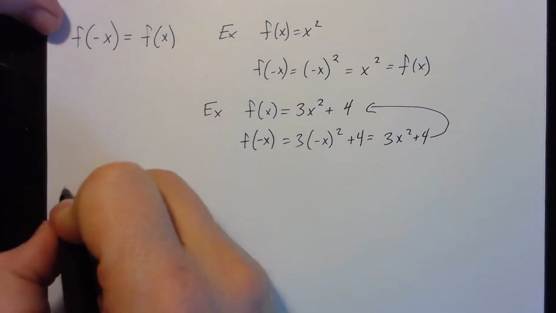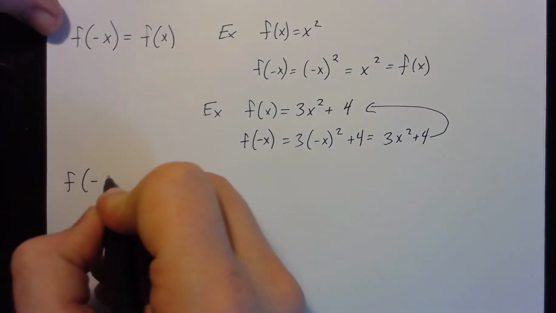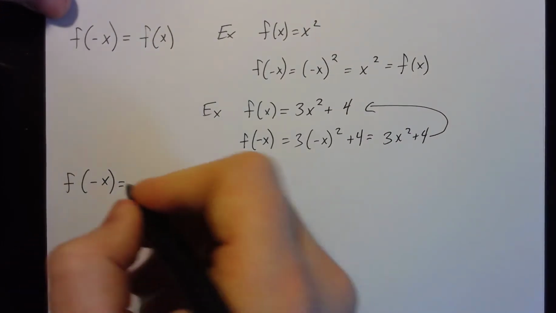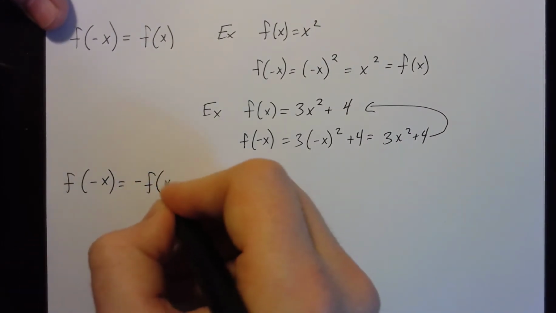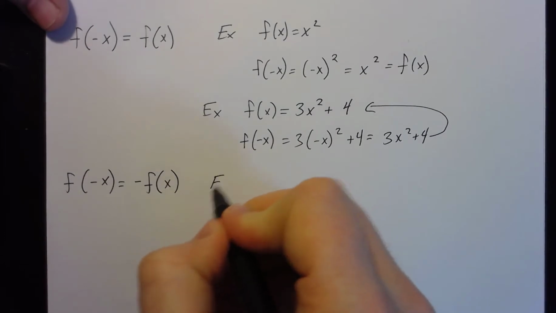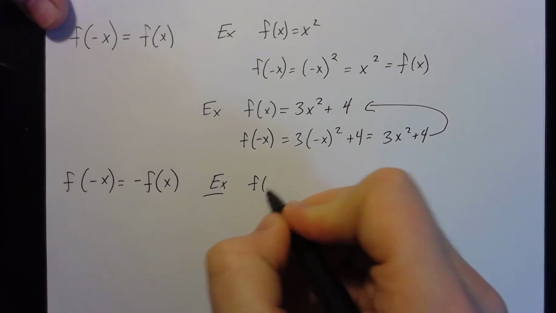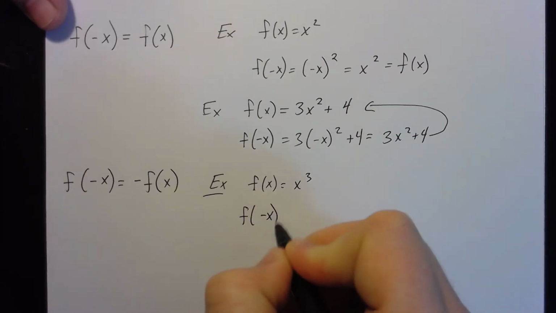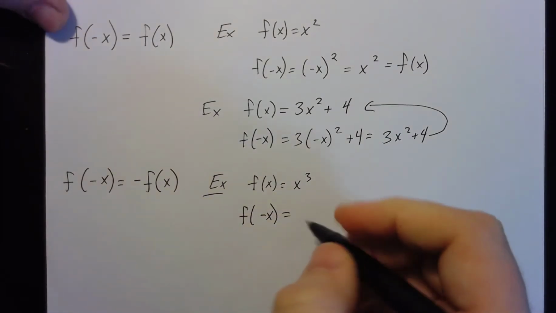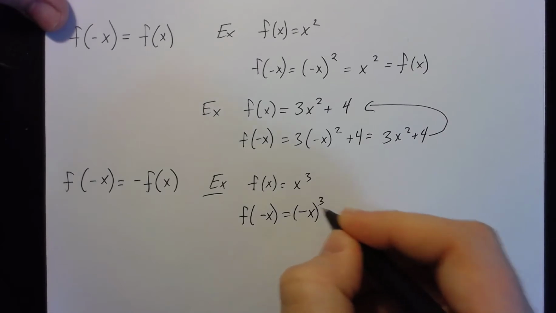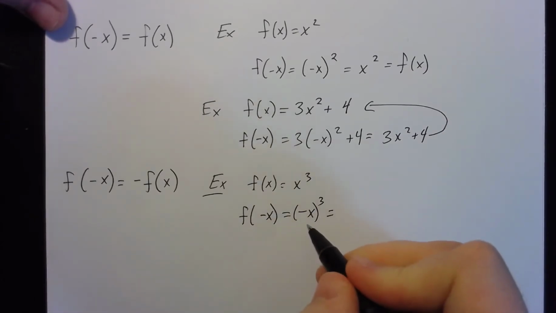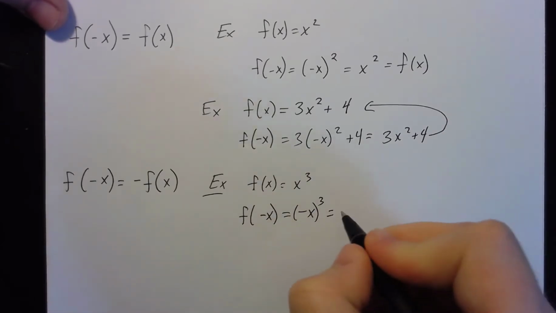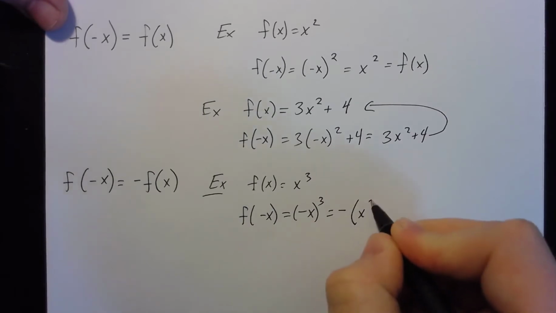Odd functions, on the other hand, have that if you replace your x with a negative x, you actually obtain back a negative of the original function. So, for an example, f of x equaling x cubed, if I were to replace my x in this formula with a negative x, I would obtain negative x cubed, which will simplify down to be negative x times negative x times negative x, which would be negative x cubed.